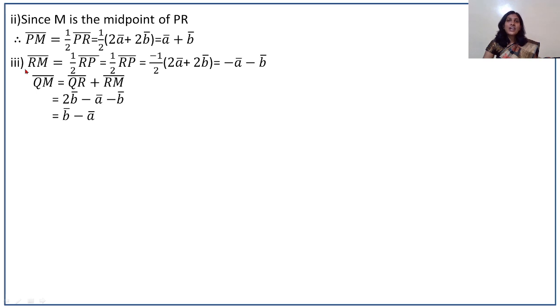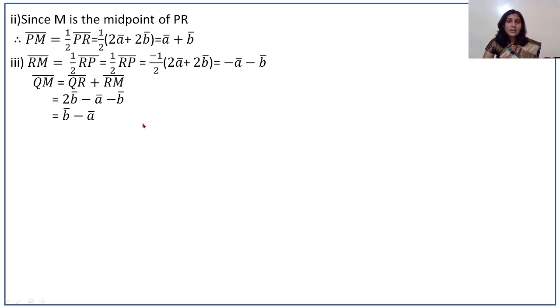Then third, we have to find RM bar. M is the midpoint of PR bar, so RM bar is also half of RP bar, which is equal to 1 by 2 RP bar. We will get a minus sign here. Why do we get the minus sign? Because here it is RP bar and we have the value of PR bar. So minus 1 by 2 into PR, that is 2A bar plus 2B bar, which is equal to minus A bar minus B bar.